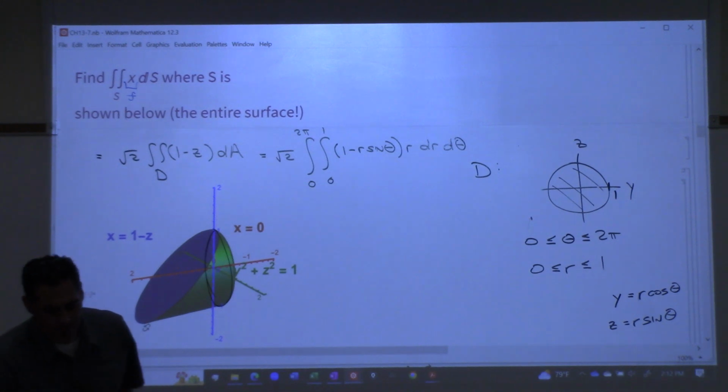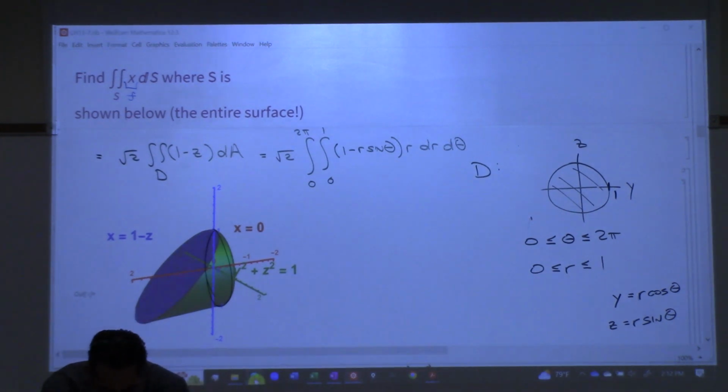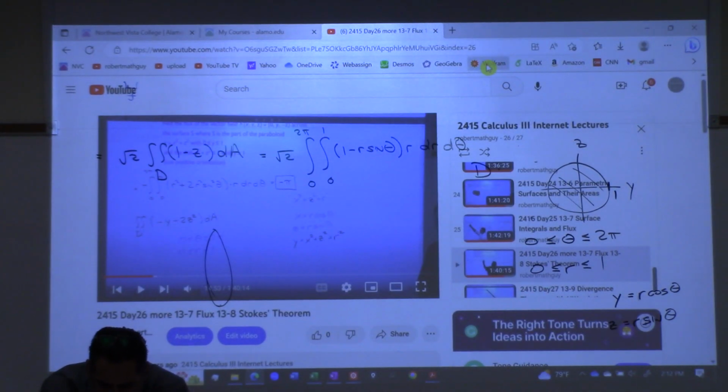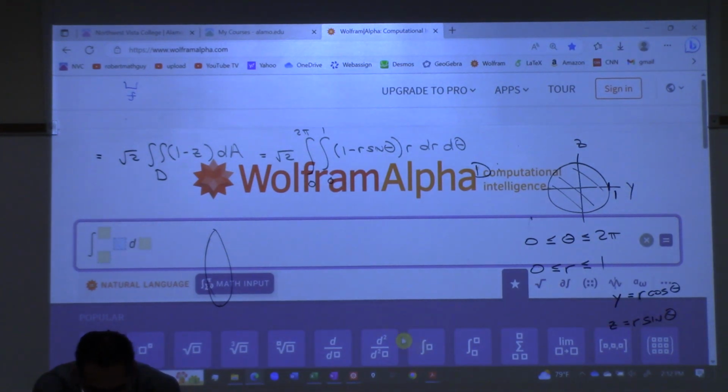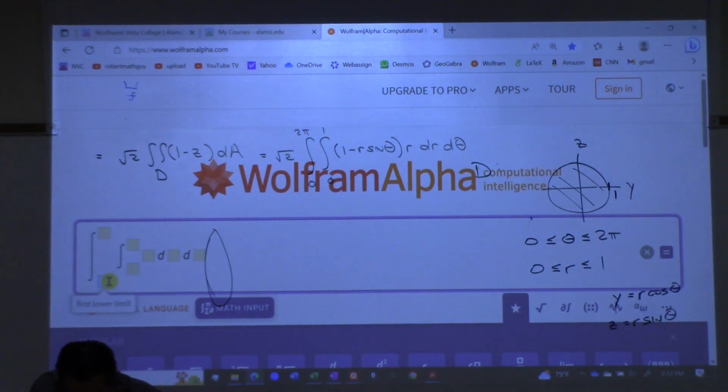I'm going to go and do this on the computer because I don't feel like doing it, right? But we could do that, right? Double integral. We're going to go 0 to 2 pi, 0 to 1. Do we get computers on this? Yes, you get computers. No, I wouldn't ask you to go all the way.